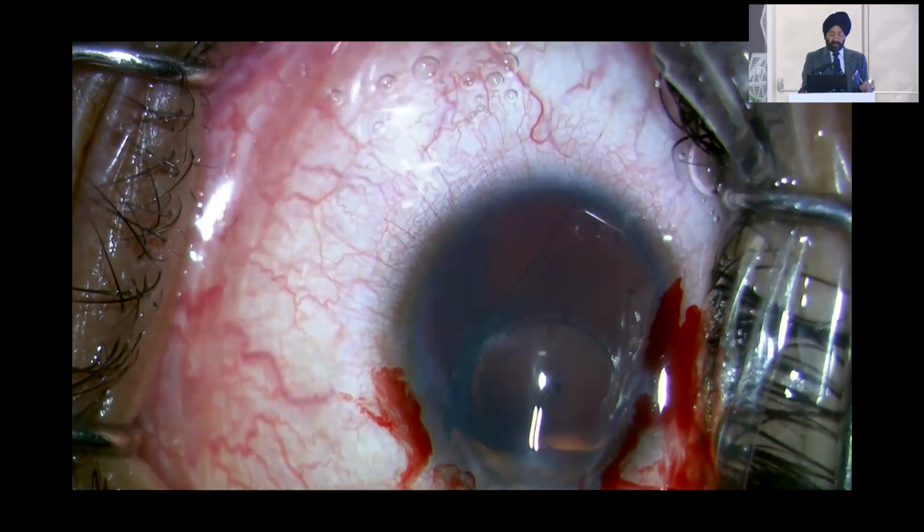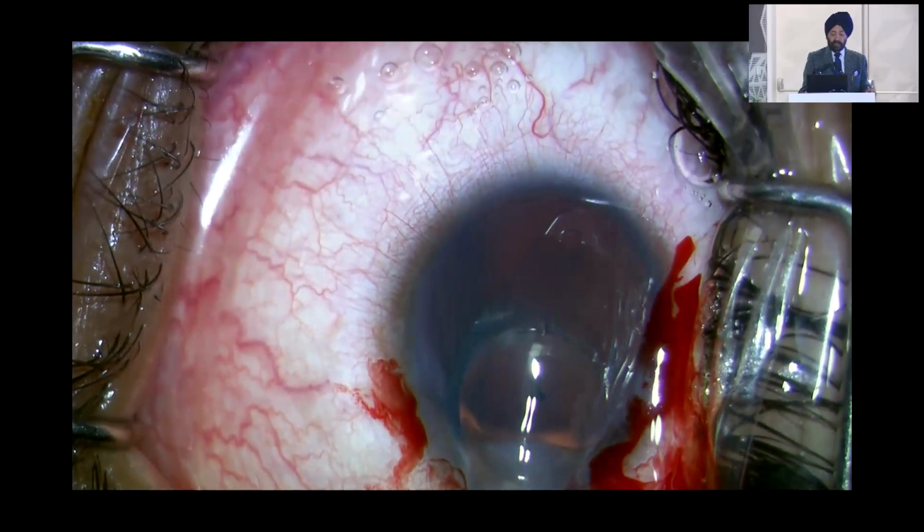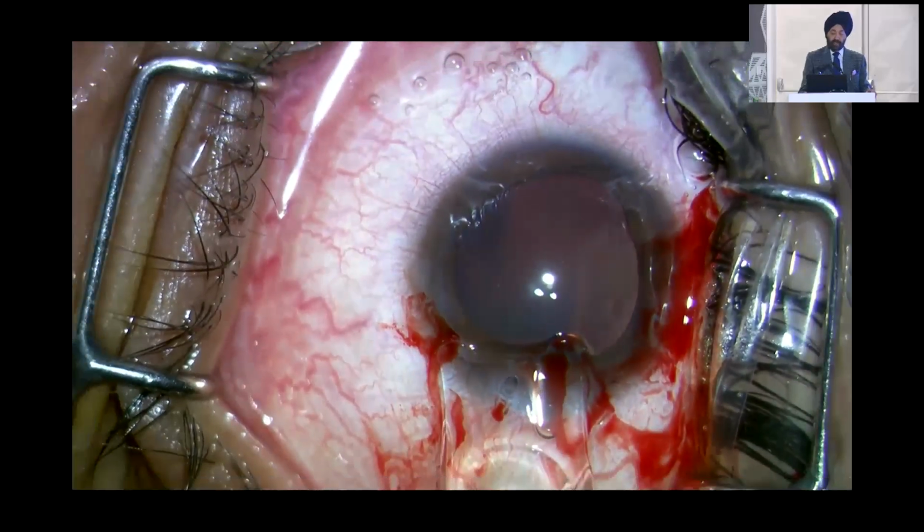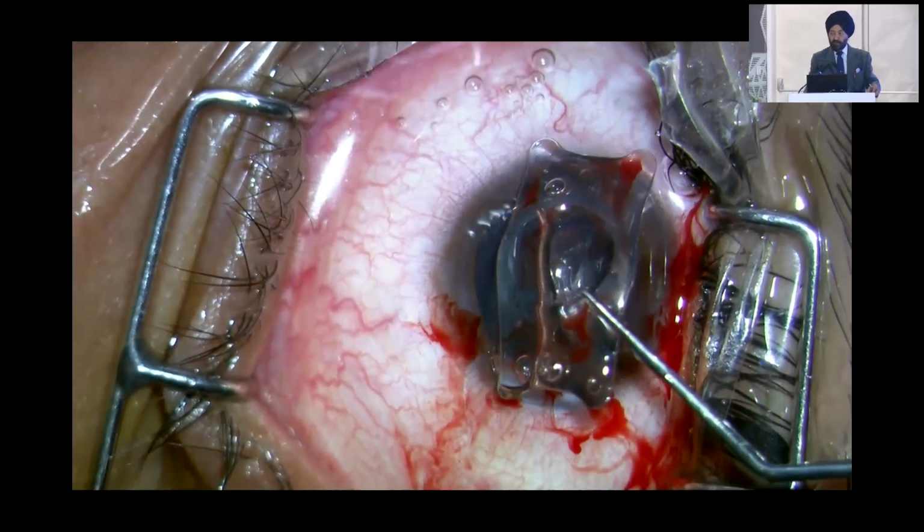And ICL is much easier to pull out than the Indian lenses, because the material is different, but you still use a hand over hand technique and you can pull it out. So you'll have to get this down now.